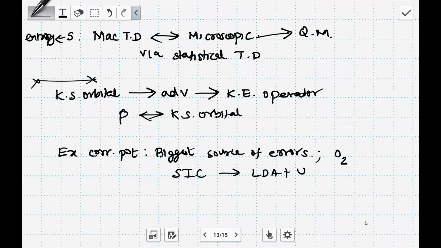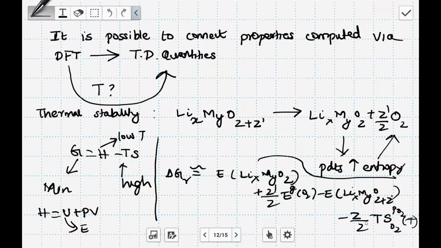Just to summarize, this connection is made by statistical thermodynamics. That is, I want to compute this energetics, I need entropy.